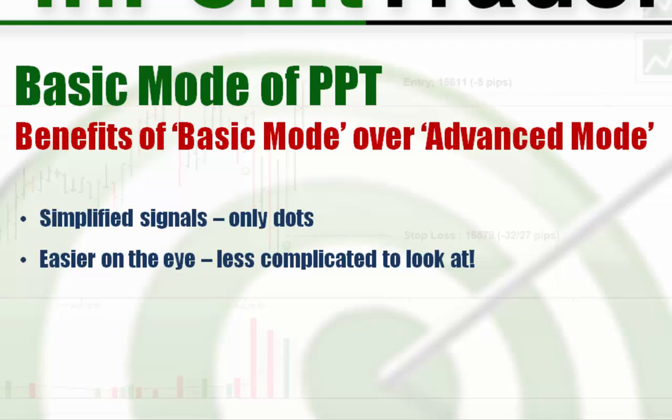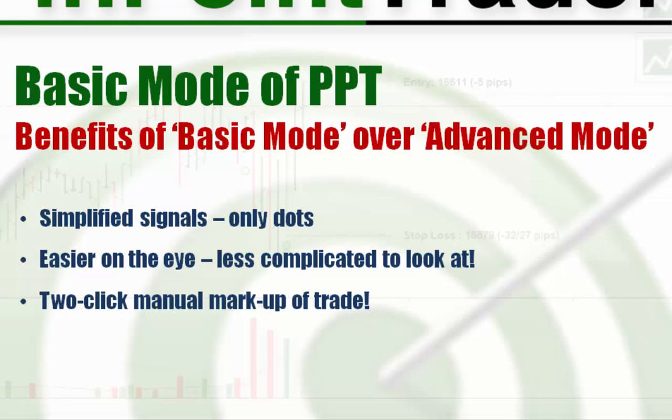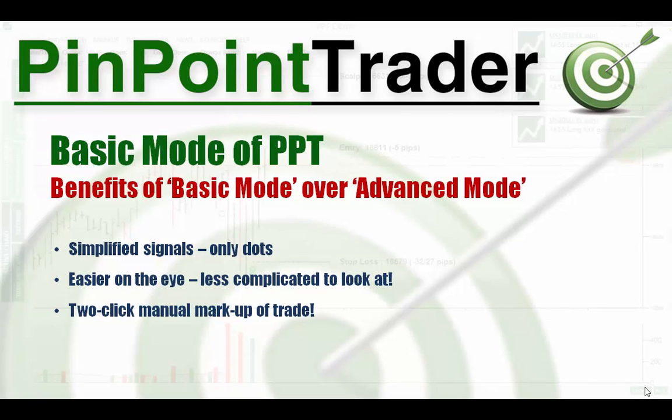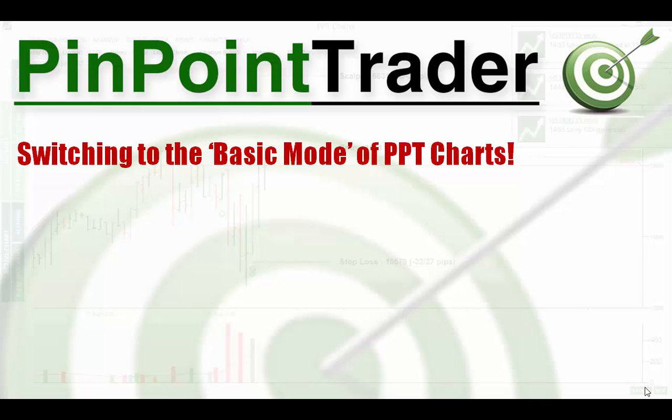It's far easier to see where the market's trading, and also again that lack of multiple signals. And should you need to mark up a trade manually, then you can do this with just 2 mouse clicks. So the next question is, how do we get into the basic version of the software?